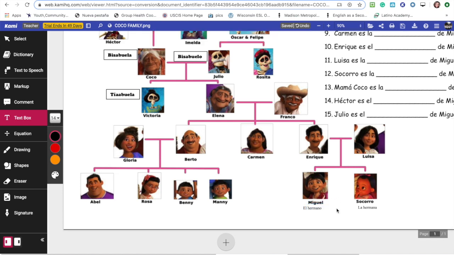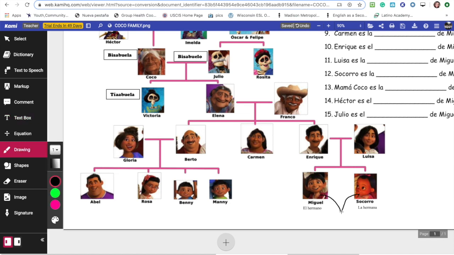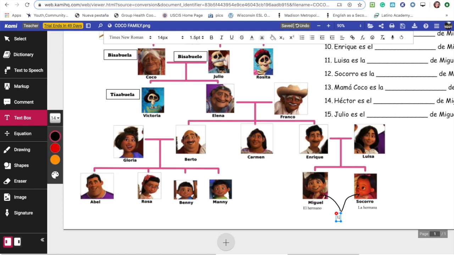El hermano. What are they? What is the relationship between them? So let's make something here. So they both, that will be hermanos.